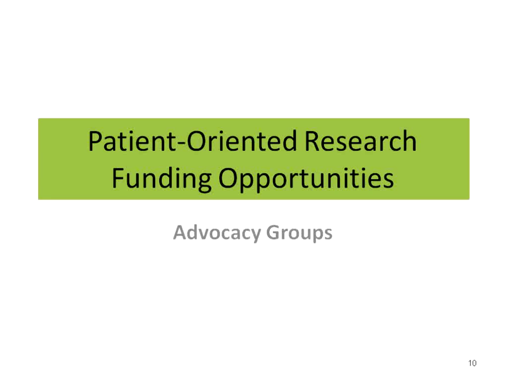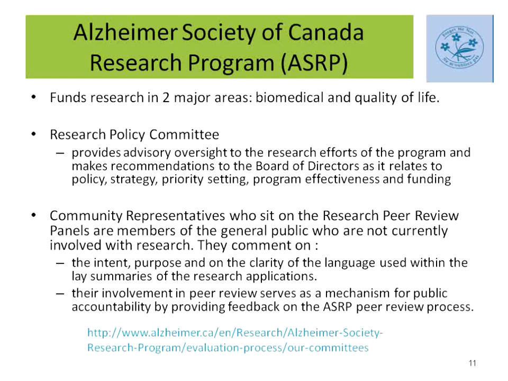What other opportunities then are out there? Let's look at a couple of examples of opportunities that may be provided by the various advocacy groups. I'm just going to focus on 2. The first one is the Alzheimer Society of Canada Research Program, which funds research in 2 major areas, biomedical and quality of life. They have a research policy committee that provides advisory oversight to the research efforts of the program, and the committee makes recommendations to the board of directors as it relates to policy, strategy, priority setting, funding, program effectiveness. They have community representatives who sit on the research peer review panels.